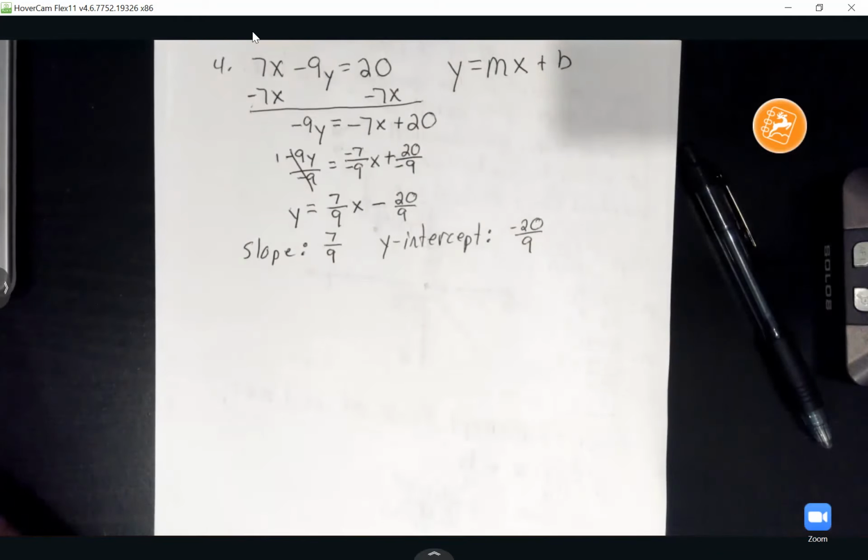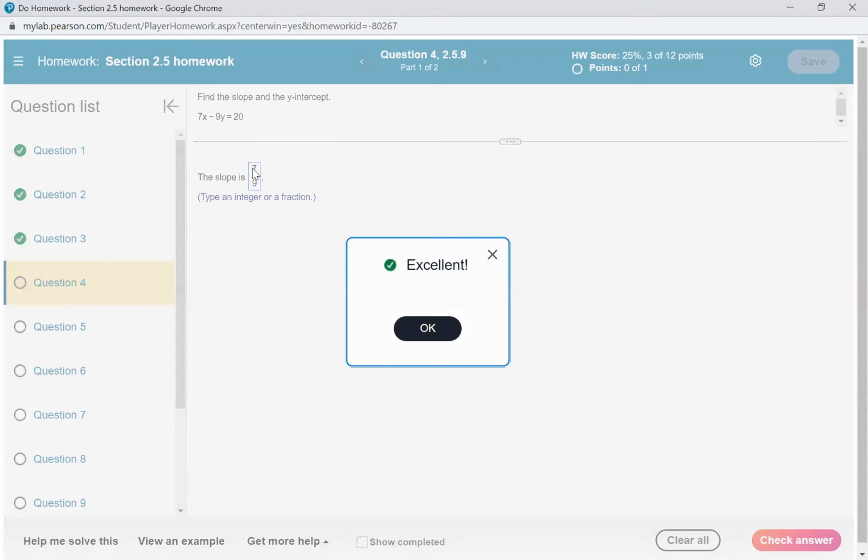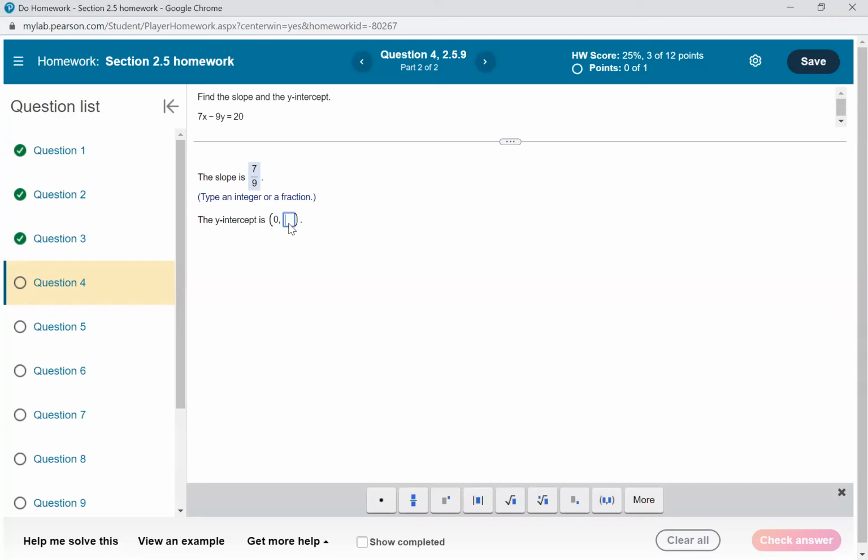So y'all, you would go put those into the math lab. So y'all told me this was 7/9, 7 divided by 9. And then y'all told me this was what? 0 and a negative 20 divided by the 9.